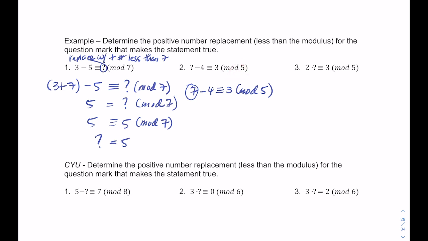So I'm going to divide 5 into 7. And you know that 5 goes into 7 one time with the remainder of 2. So in place of that 7, I'm going to put 2. Okay, therefore 2 minus 4 would be congruent to 3 mod 5. So the question mark would have to be, in this case, 2.